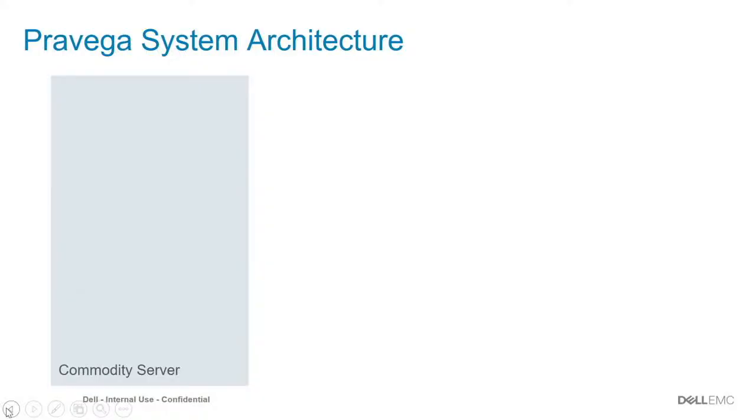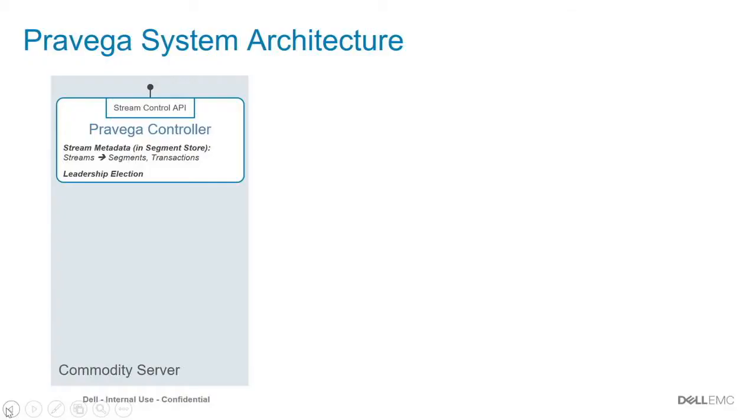talked about so far. So one of the most important things is that Pravega can run on any commodity server. So it doesn't require anything highly performant. You can run it on any off-the-shelf server. There are three major components in Pravega. The brain of the cluster is called the controller. The controller simply manipulates data, which we store internally inside Pravega, and performs leadership election within the cluster.